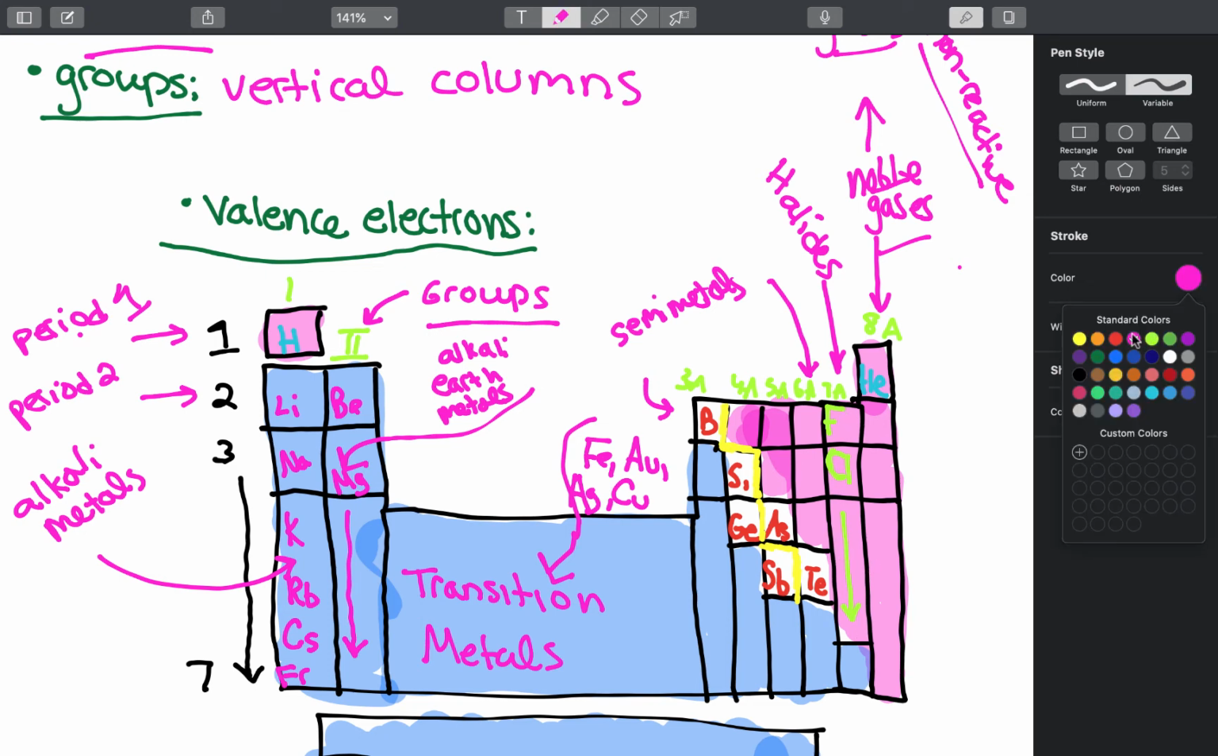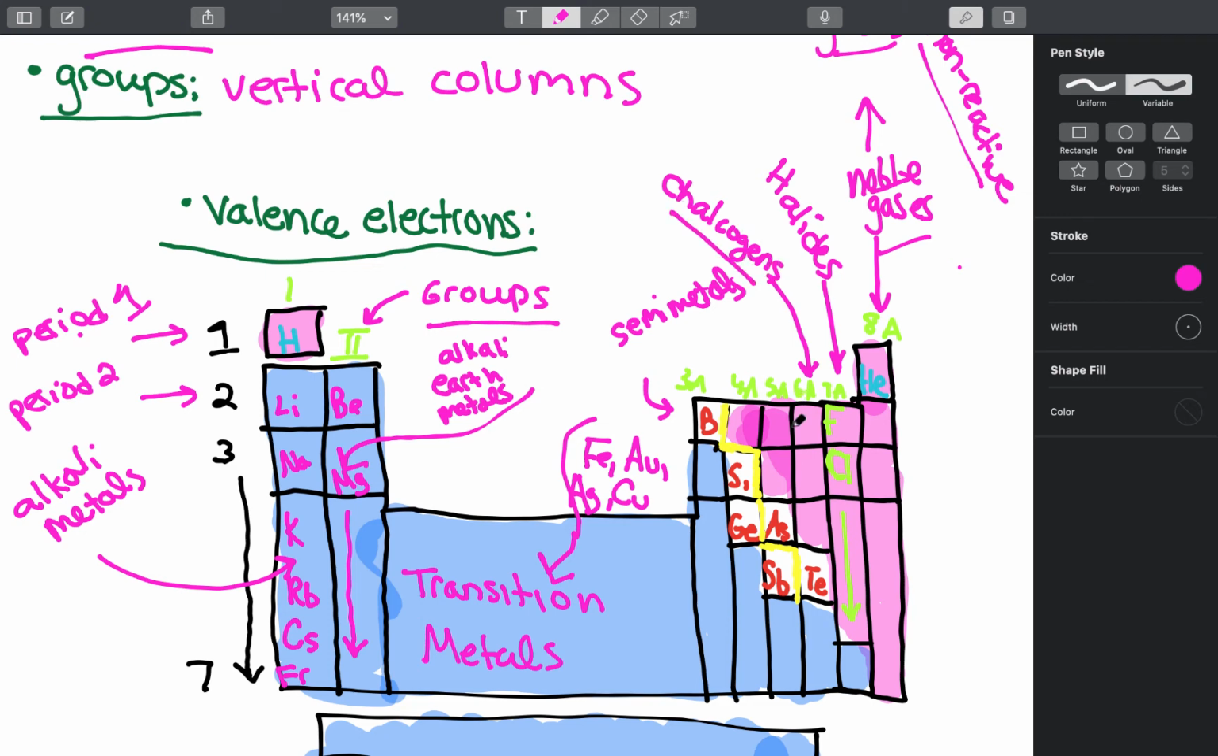And then the last group that we're going to talk about for nonmetals, so we're only talking about the pink region, is the chalcogens. So the chalcogens are group 6A, and the chalcogens include one of the most important elements for us humans, oxygen, sulfur, and everything below that. And then the one below that is selenium. Okay, so those are the chalcogens.